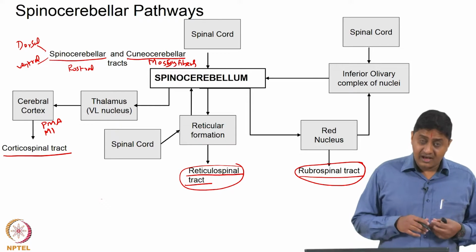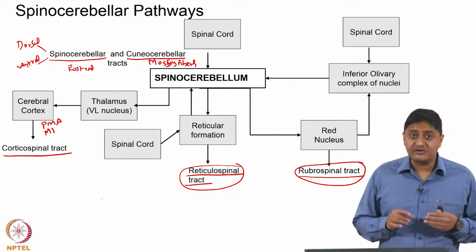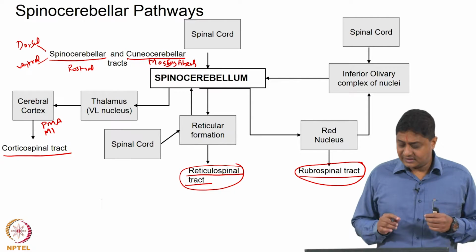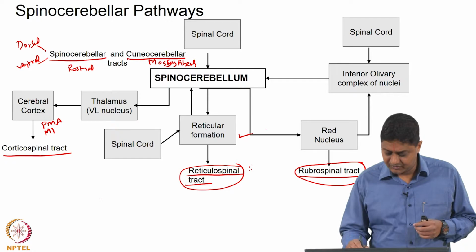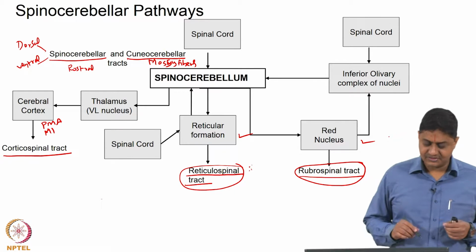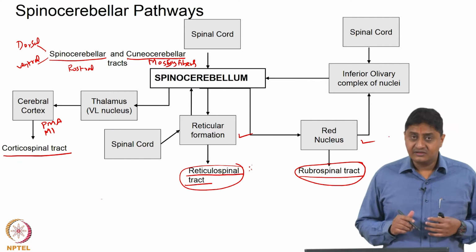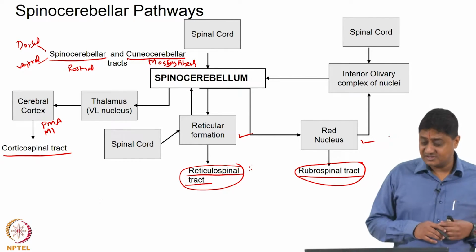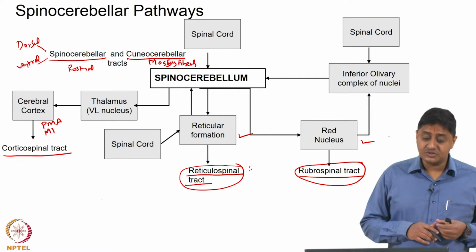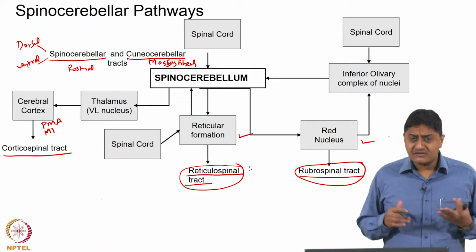Or maybe those parts of the body that require fine control are not projected to by these regions, such as the reticular formation and red nucleus. So there are multiple ways in which the spinocerebellum outputs, just as there are multiple ways in which it receives inputs. What are the various inputs?